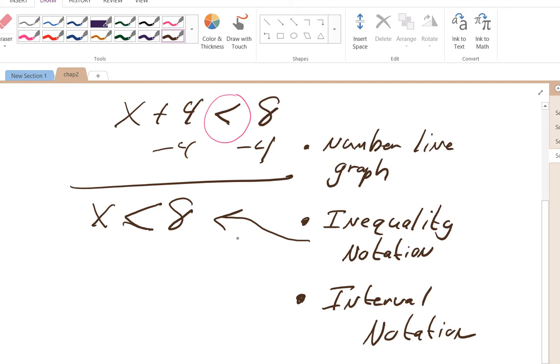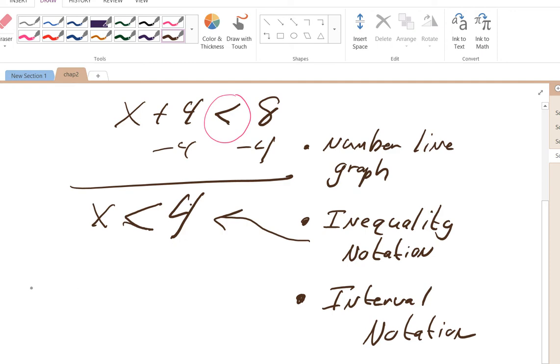It should be 4, yeah, you know. I don't know why I'm teaching this class. No. All right, 8 minus 4, thank you, is 4, okay? So this is inequality notation right here.